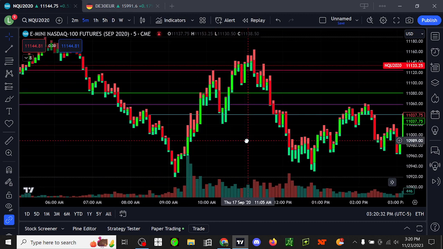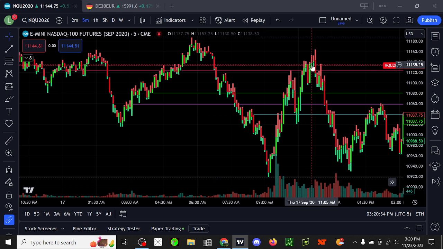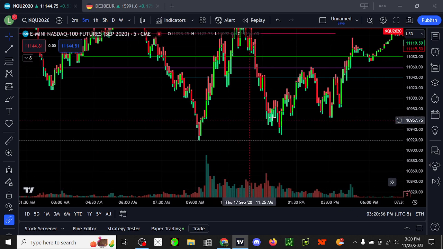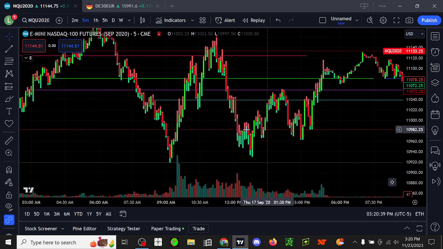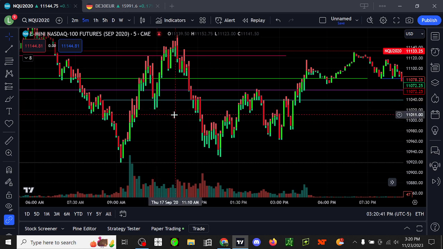But why is price reversing here? Why is price reversing here? All that. He's not really answering that. All he says is liquidity. Okay, well look at this.